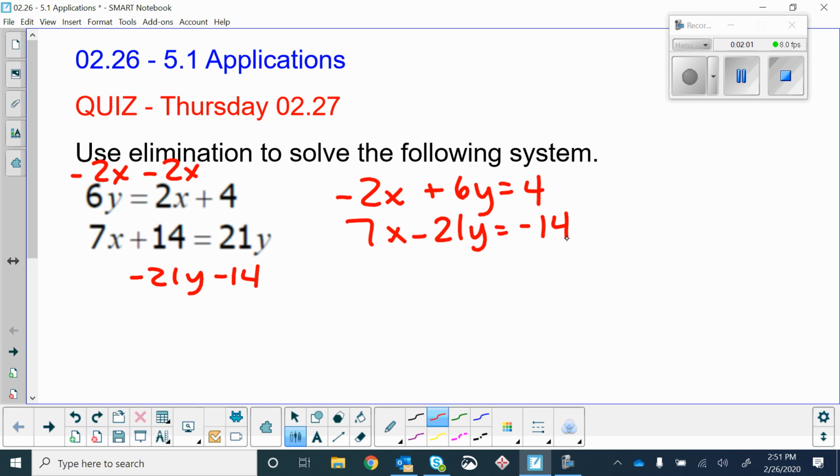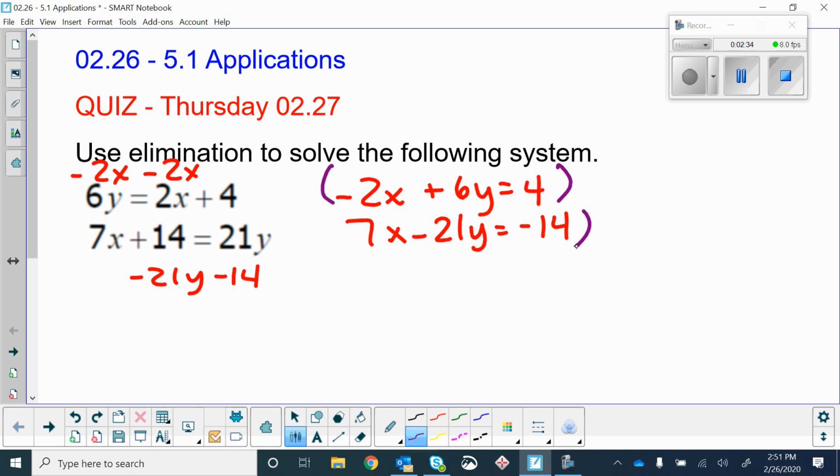Who eliminated the x's? And anybody eliminate the y's? It doesn't matter what you do. They both already have what's going for them. We're trying to get them to eliminate, cancel out. They already have opposite signs, both of them. So even then it really doesn't matter which one you pick. I'm going to go with the x's.